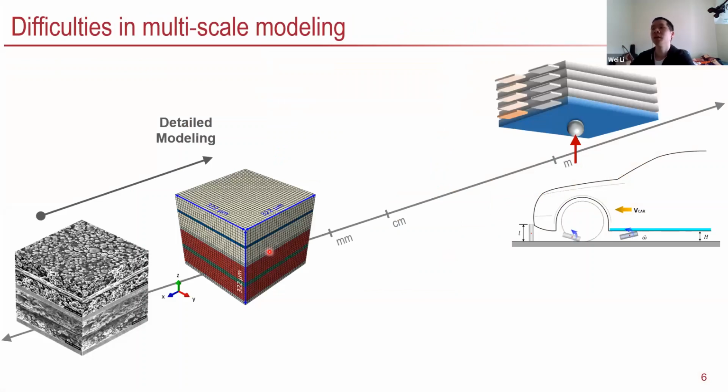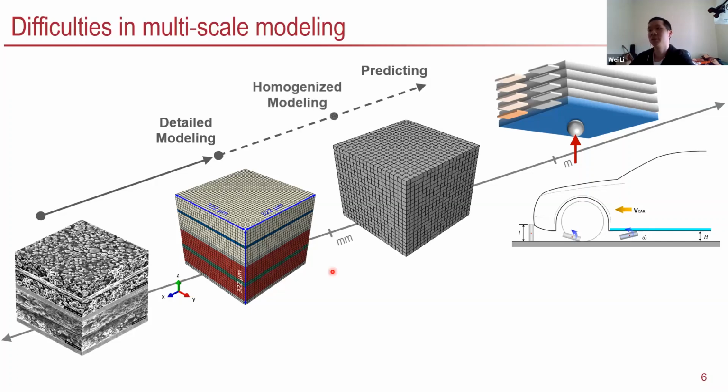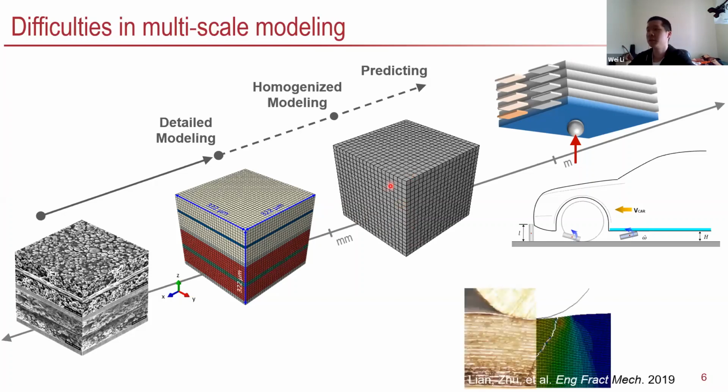But if we want to use this detailed model to predict in a full vehicle scenario, this model is too detailed. The computational time will be too large. One possible way is to do a homogenized model, where we further homogenize this detailed model, then the computational efficiency can be increased. Of course, with this homogenized model, we can also predict the fracture, but we need to recalibrate this model. So this is also some extra work.